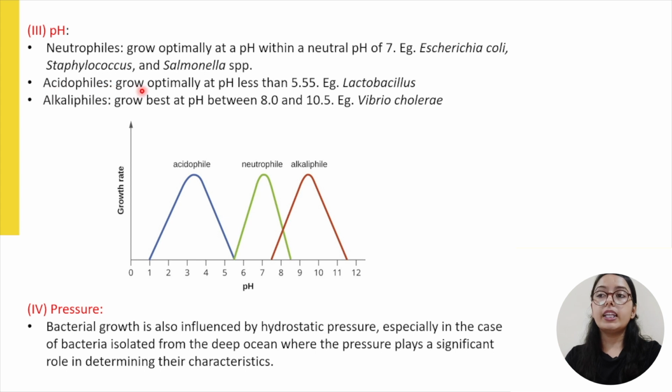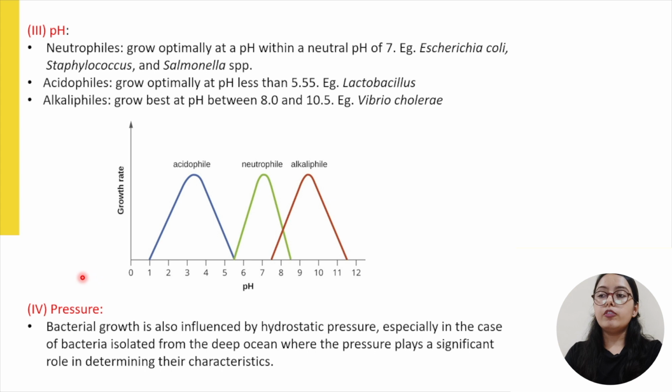So these are those bacteria which grow optimally at a lower pH, or at acidic pH level. The example is Lactobacillus, and that's why Lactobacillus is always found in milk and milk products, because these are acidic products. Then there are alkaliphiles. Alkaliphiles grow best at a pH between 8 to 10 or 10.5, that is at alkaline pH, and the example of such bacteria is Vibrio cholerae.